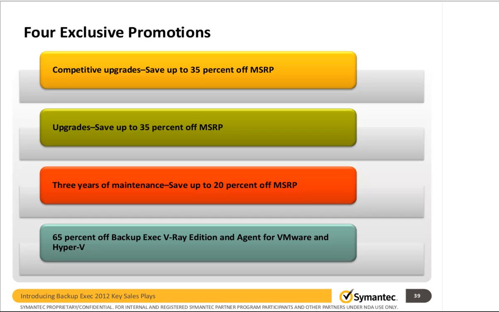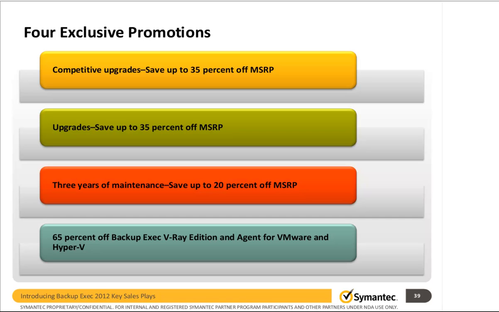Now, the other thing we have is a 3-year maintenance SKU where customers can save up to 20% off of the MSRP. And this one has added margin for partners as well. So good opportunity for you to sell any of these. You get points through Margin Builder or some of our other partner programs.